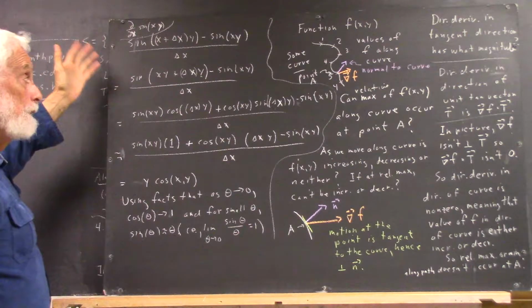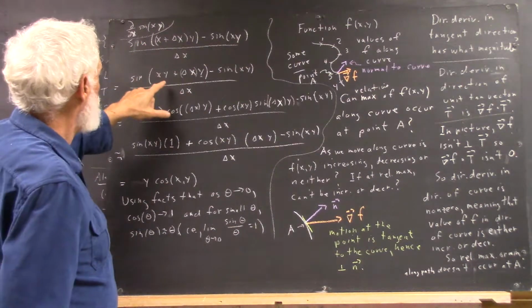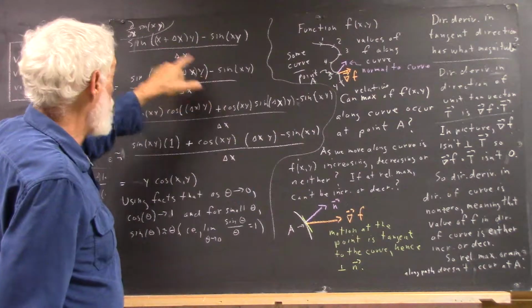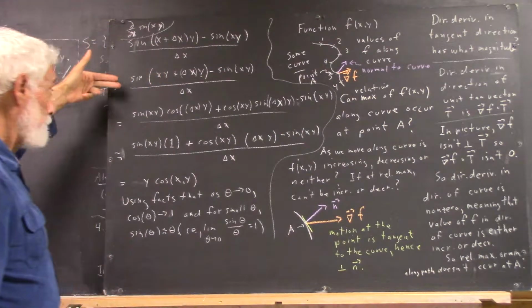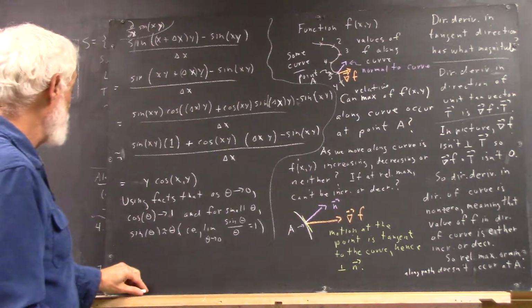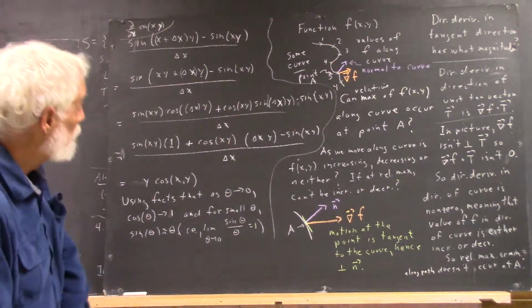So we rearrange this. First of all, I distribute here: sine of xy plus delta x y. That's the only thing I've done here. But why did I do that? I did that because, well, I kind of know where this is going. That's how I knew what to do.